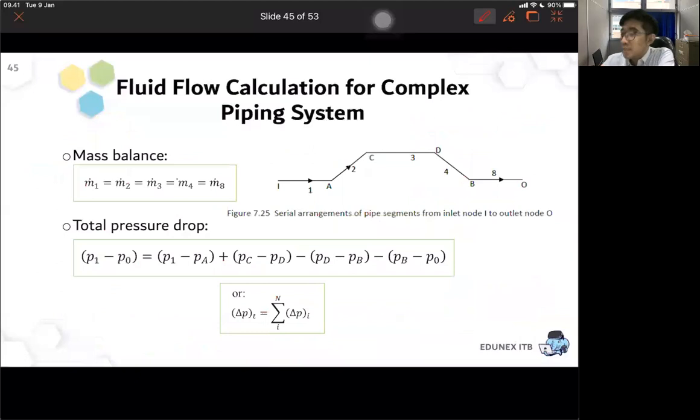Okay, for example, it's like this one. The pipe is coming from point I inlet to the point O outlet. The numbers are 1, 2, 3, 4, and so on. Okay, so as the mass conservation applied, the mass flow rate through all the segments will be the same.